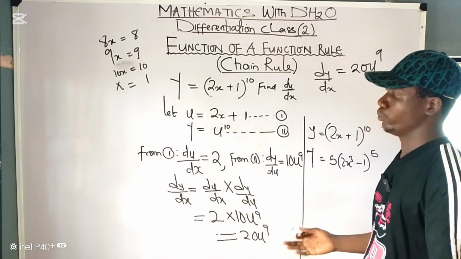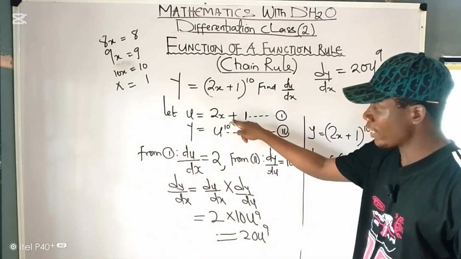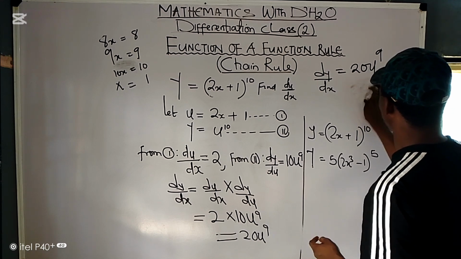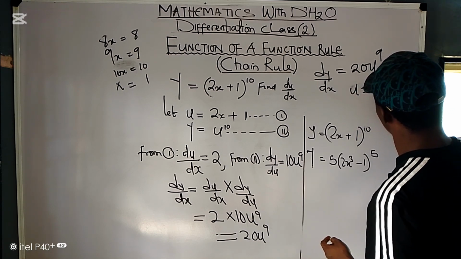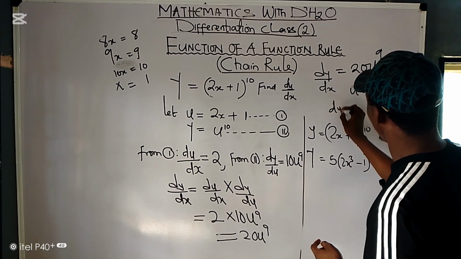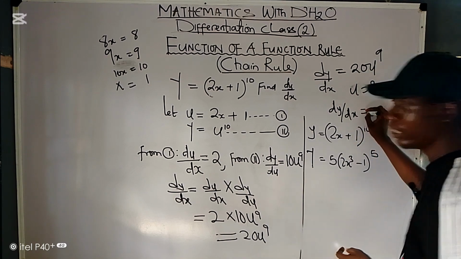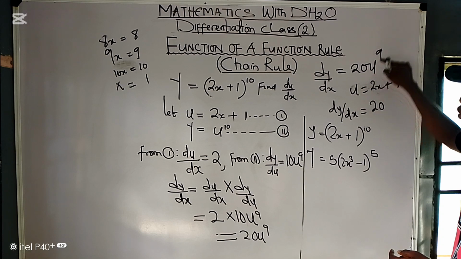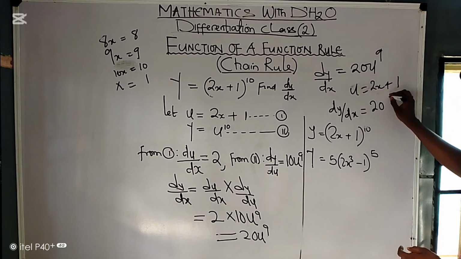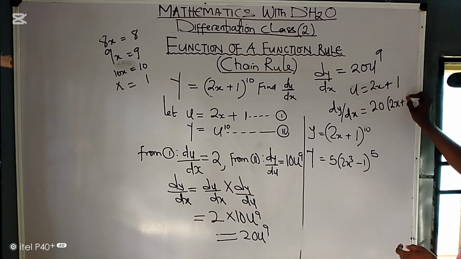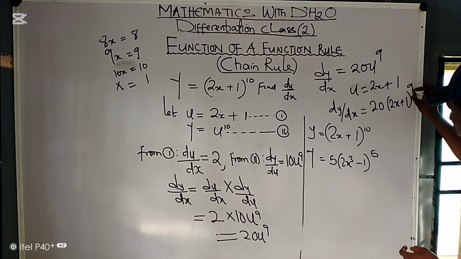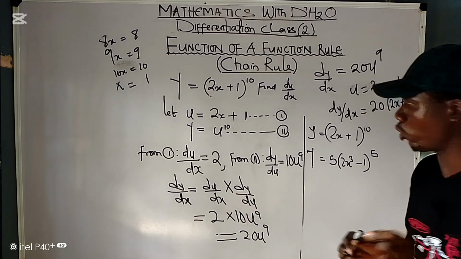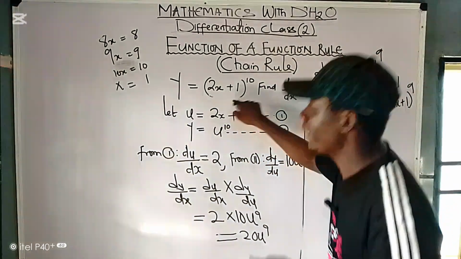But what's the value for u? Remember, u is 2x plus 1. So that will give us 20 brackets. Now, u is 2x plus 1. So our dy over dx finally will give us 20u raised to the power 9, where u is 2x plus 1. So you have 2x plus 1, all raised to the power of 9. Do you see it now? Yes, it's very easy.